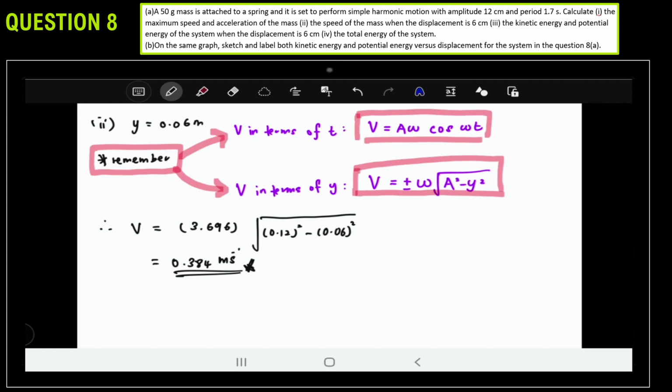The third one, we want to calculate the kinetic energy and the potential energy of the system when the displacement is 6 centimeter. We can straightly substitute in the equations.